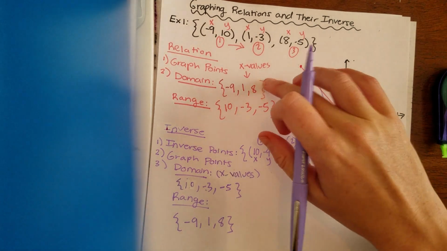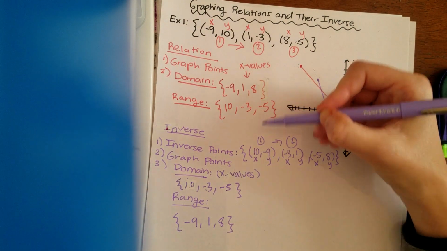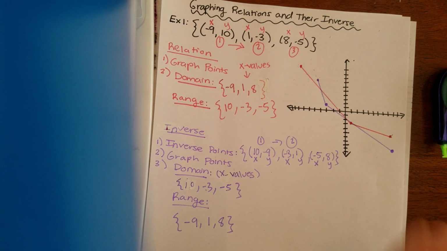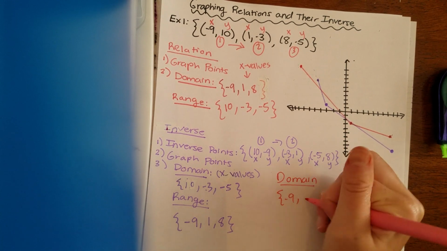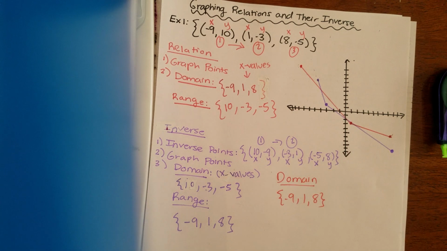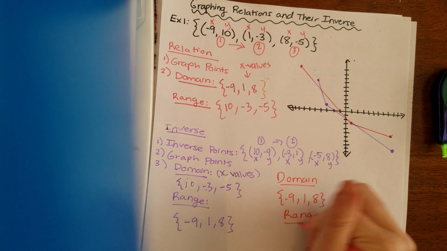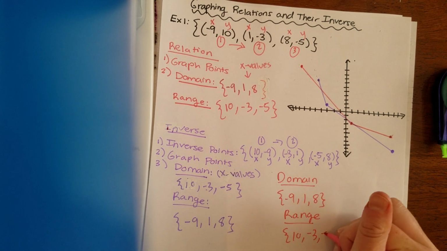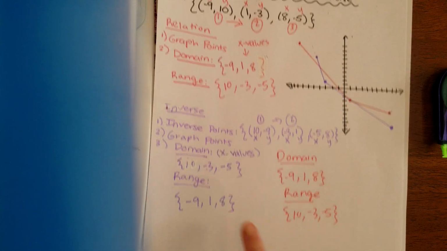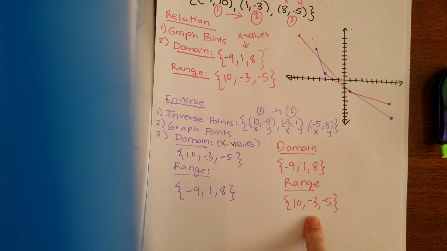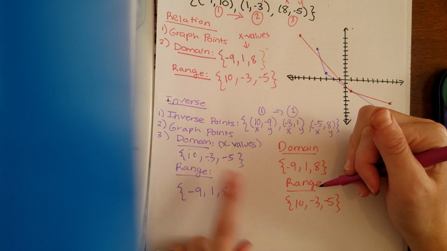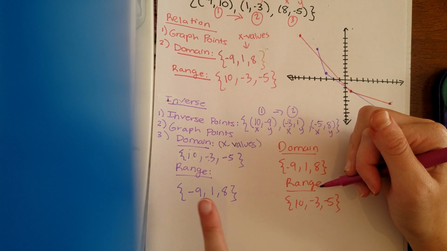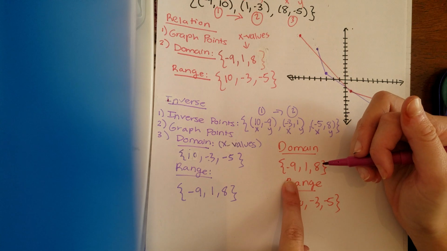Now, something we're going to be pointing out. If you look at the domain and range of the original and the domain and range of the inverse, I'm going to write them down here so you guys can see both of them side by side. The domain of the original was -9, 1, and 8, and the range of the original was 10, -3, -5. Now looking at the domain and range of the inverse versus the original, I wonder if you guys notice anything special about these. Well, if you notice, the domain is the same thing as the range. So the domain in the inverse is the same as the range in the original, and the range of the inverse is the same as the domain in the original.